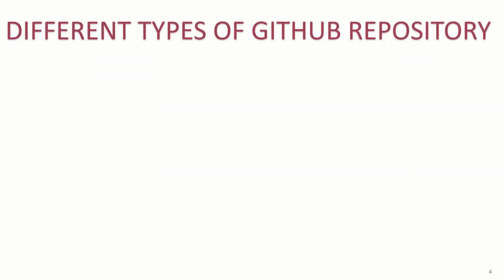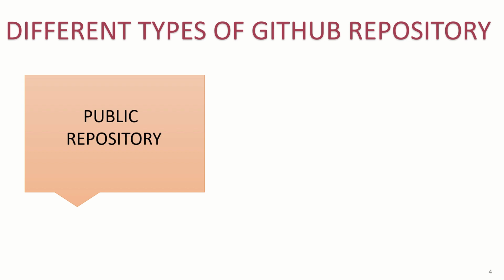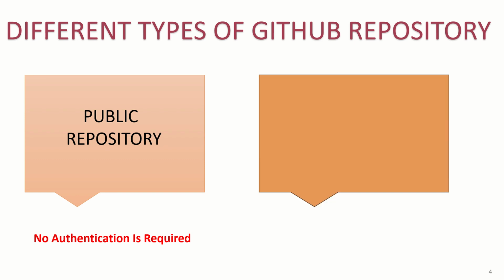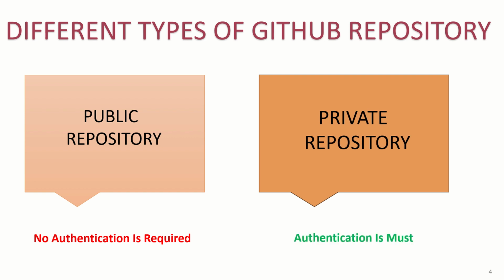Now let's discuss how many types of GitHub repositories we have. Basically there are two types of GitHub repository. The first one is the public repository, which we have used in our previous examples also, where no authentication is required and we can simply clone the repository directly. The second type is a private repository, and in this repository authentication is a must. If authentication is not provided, then you will not be able to clone it. So in today's video we'll discuss this private repository, and we'll use it in our pipeline.